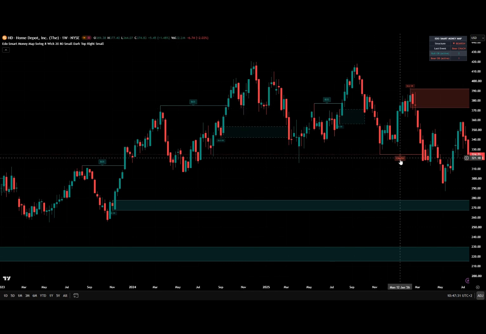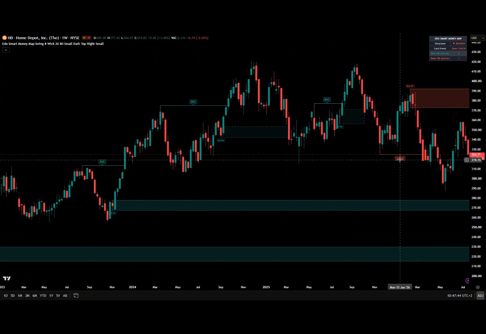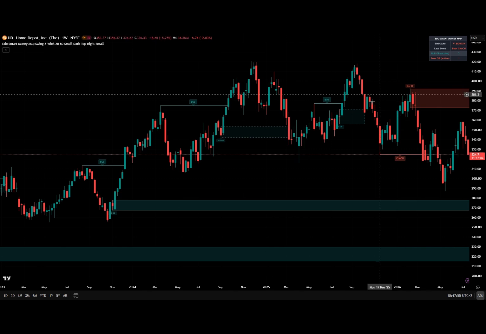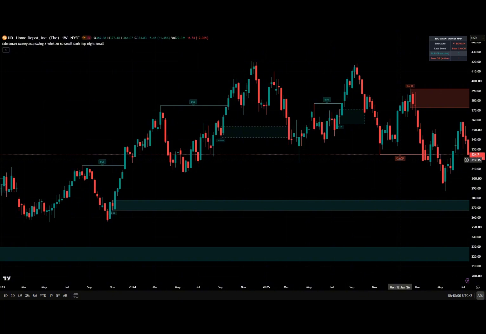A change of character, or CHoCH, is the opposite, the first break against the trend. When an uptrend that kept breaking highs suddenly closes below its last swing low, that's a bearish CHoCH, the first sign the trend may be turning. It's the earliest structural warning the indicator gives, and it flips the structure bias in the panel. On Home Depot Weekly the bearish CHoCH marks where the uptrend first cracked and structure turned down. BOS continues the trend, CHoCH is where it changes. That difference is the whole point.